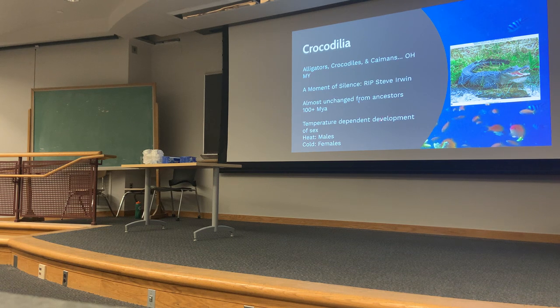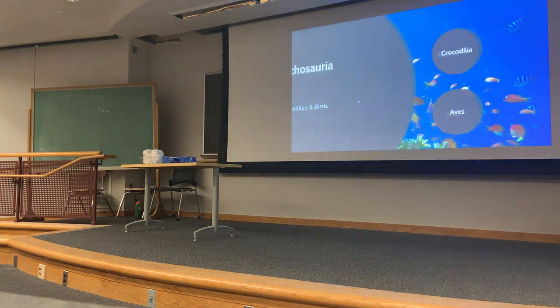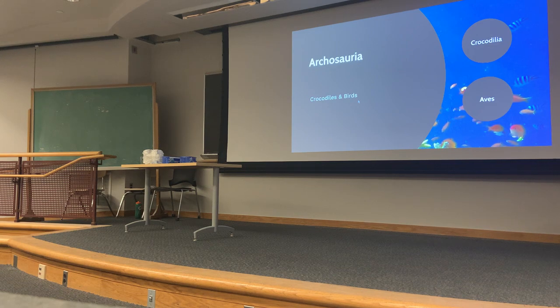And opposite to turtles, actually directly opposite, crocodiles and crocodilia do have temperature-dependent development of their offspring sex. It's just reversed, where warm environments produce males, cold environments produce females. So, an American alligator, different from a crocodile. Crocodiles have very long, narrow snouts. I think most of us are in Michigan, so we try to stay away from crocodiles, not Florida people.